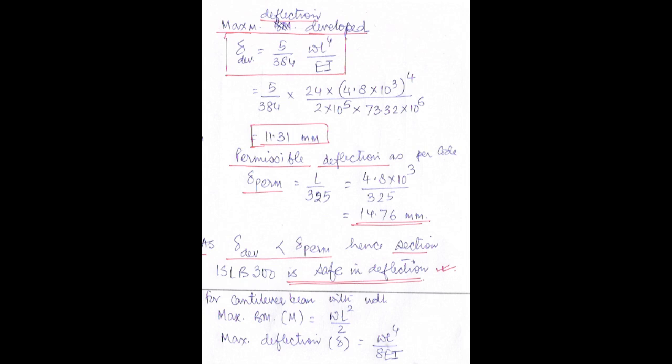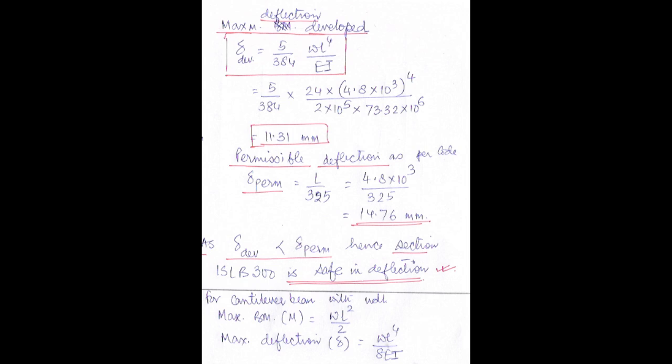Divided by E. E is 2 into 10 to the power 5. This is already in Newton per mm square, so we do not have to convert it. And the value of I, Ixx, is already given there, 73.32 into 10 raised to 6. So from here we can find out the maximum deflection developed is 11.31 millimeter, according to our loading and the section they have given.